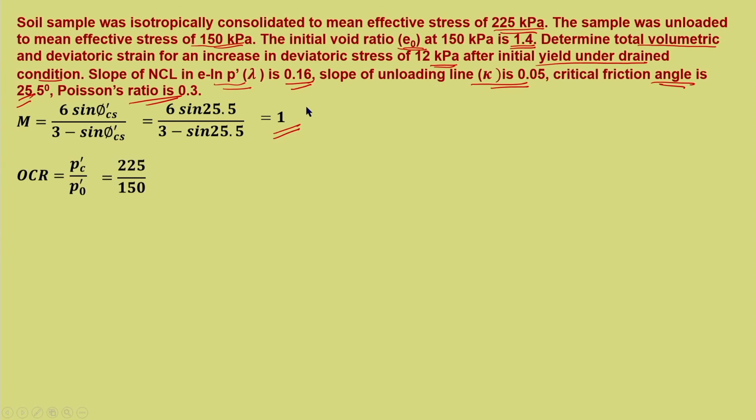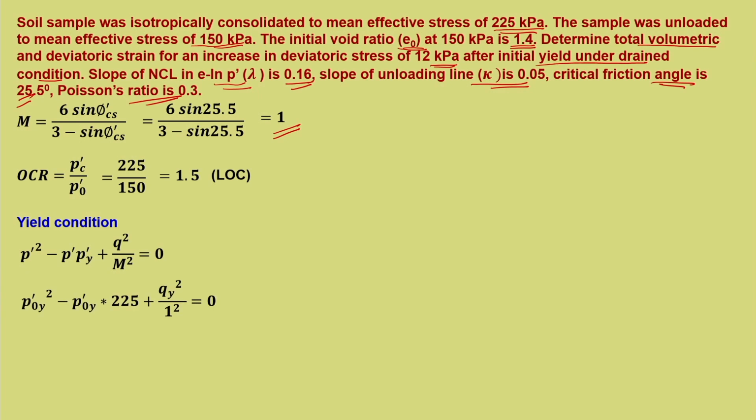OCR is P dash C 220 by P naught dash, 225 by 150, 1.5, it is an LOC problem. Yield condition. So, we need to have the yield first. We will come to the figure a bit later. Let us first resolve what is yield, yield of the effective stress path.